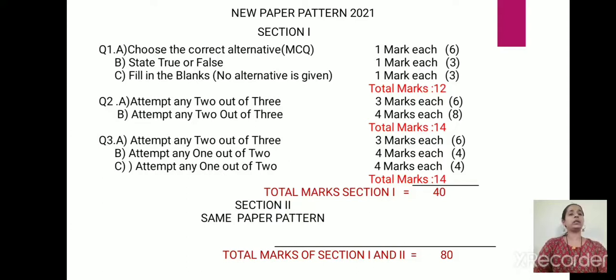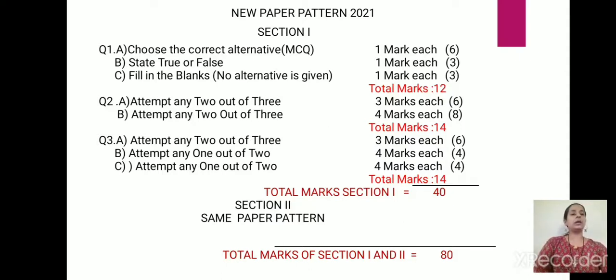Same paper pattern, nothing will be changed, only question numbers and questions will be changed. Now again see, here also for question section 2, 12 marks objectives, question section 1, 12 marks objectives. So how many marks objectives are you going to have? You are going to have 24 marks objectives. So thoroughly do your theory part, and your objectives in your textbook also do them thoroughly. It will help you to solve the objective part.